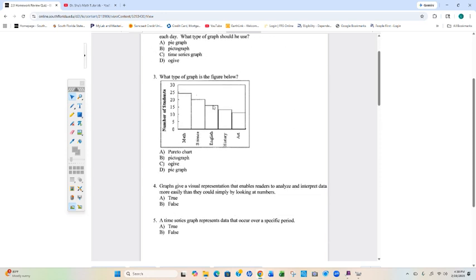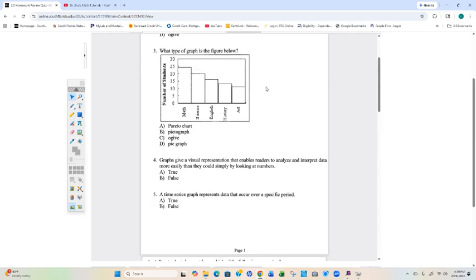Number 3, what type of graph is the figure below? Is it A, Pareto chart, B, pictograph, C, ogive, or D, pie graph? This is a bar graph that has the elements or the frequencies in descending order. Pause the video. Okay, for number 3, if you answered A, you are correct. It is a Pareto chart. Now remember, we use vertical bars, but they have to go from high to low. That's very important for a Pareto chart.